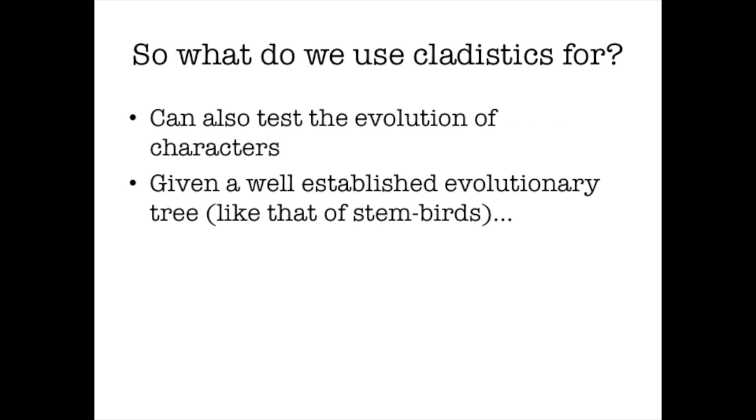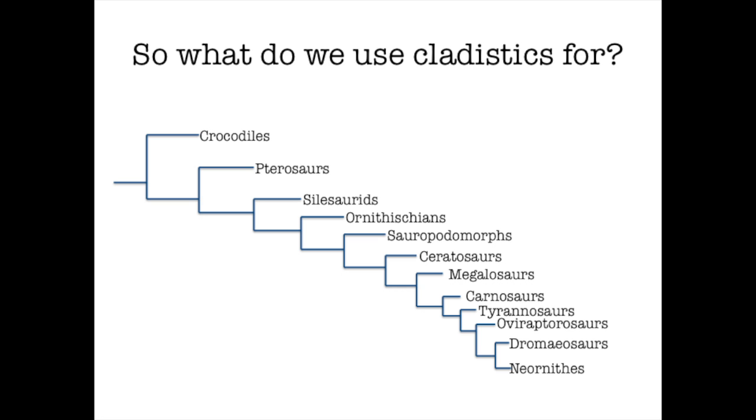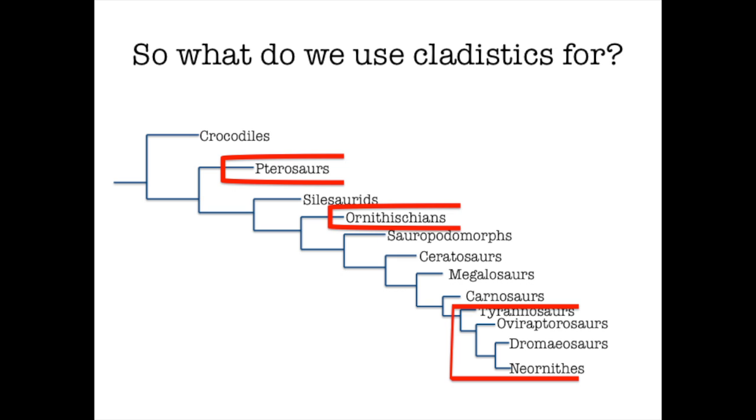Given a well-established evolutionary tree like that of stem birds, how did feathers evolve? Looking at the fossil record evidence for feather-like integument in stem birds, we see that feathers are really common in the clade of Tyrannosaurus plus Neornithes, which is called Coelurosauria. We also find similar structures in pterosaurs and similar ones in ornithischians.